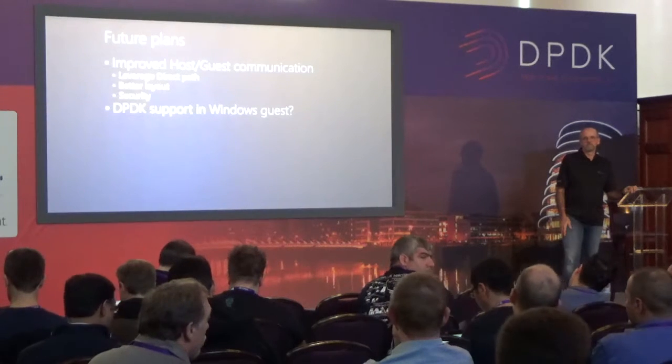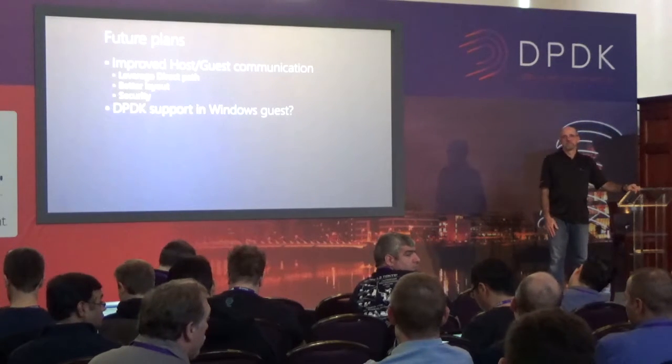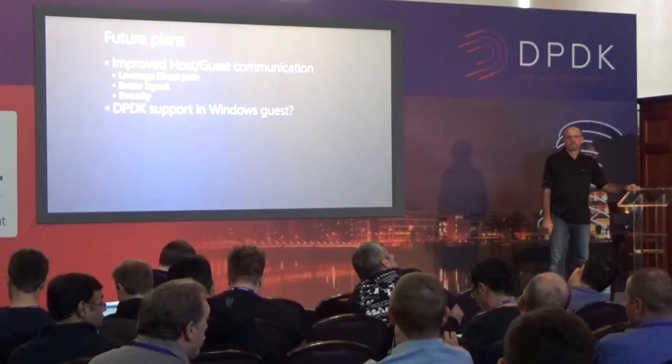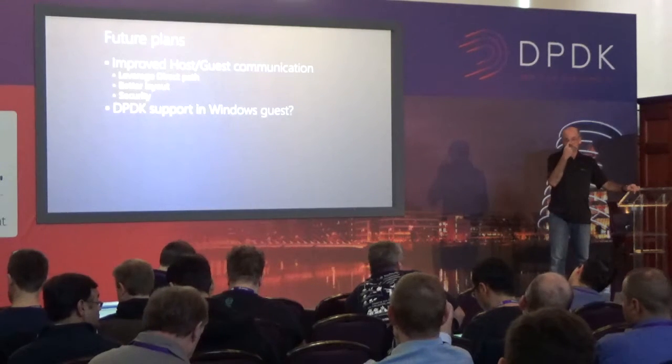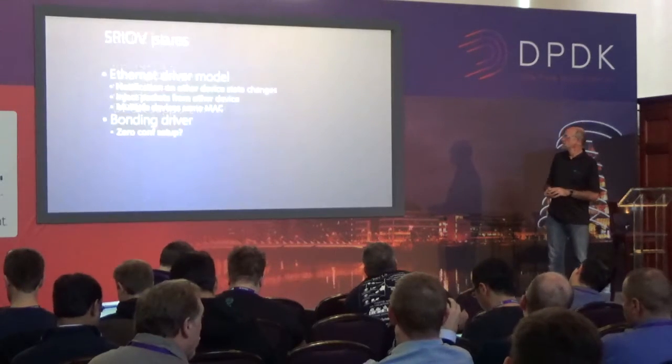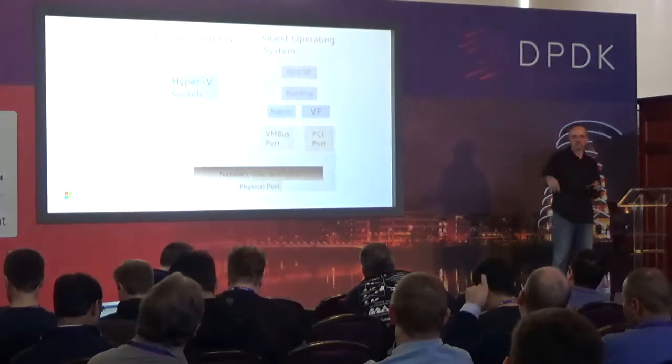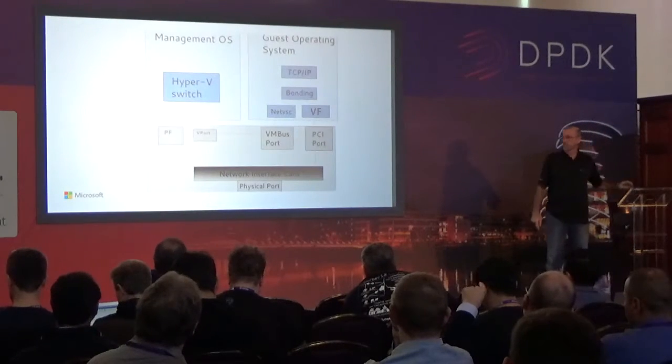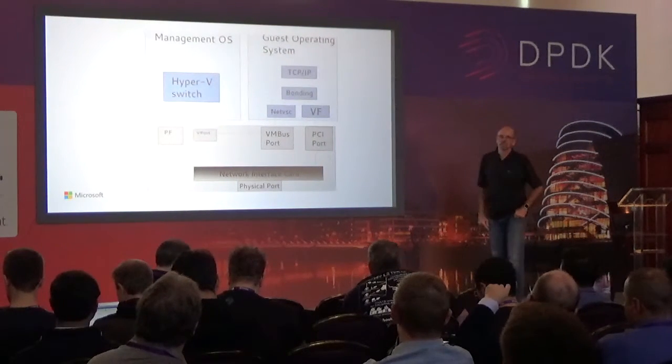I have a question about the hypervisor and the packet path through the hypervisor, where I understood that there's a kind of exception path running through the Hyper-V switch, and then the fast path running through the PCI port and the VF.